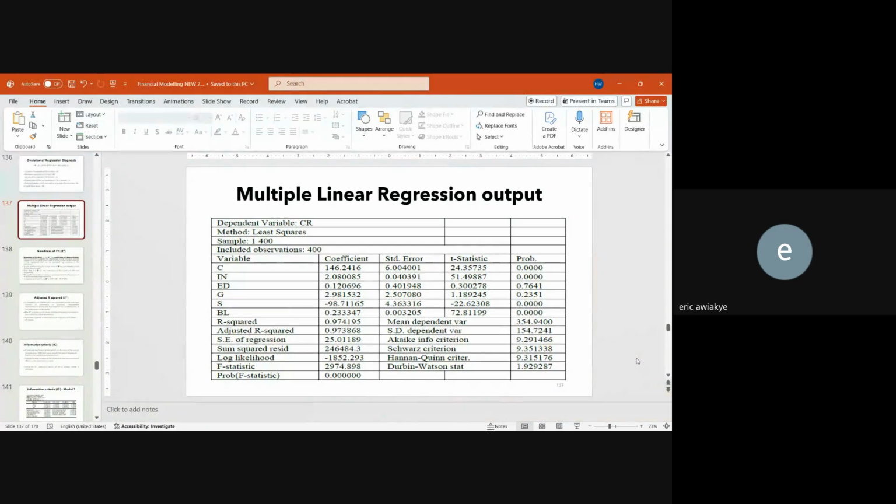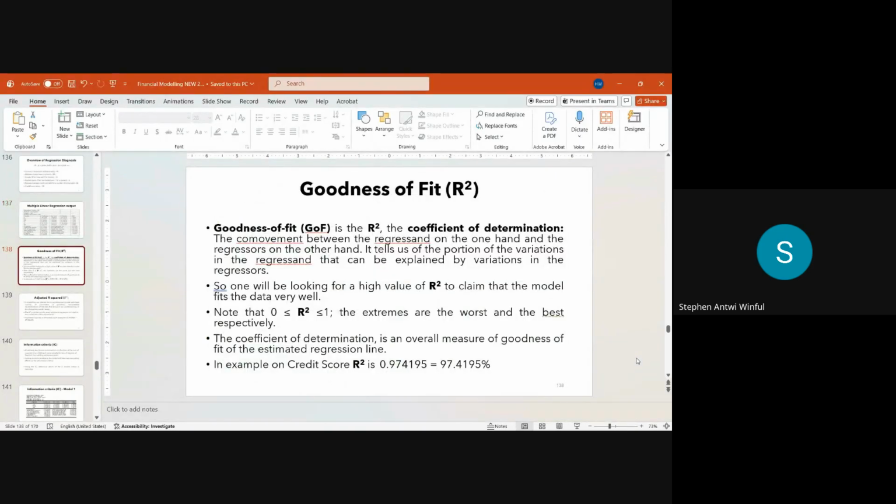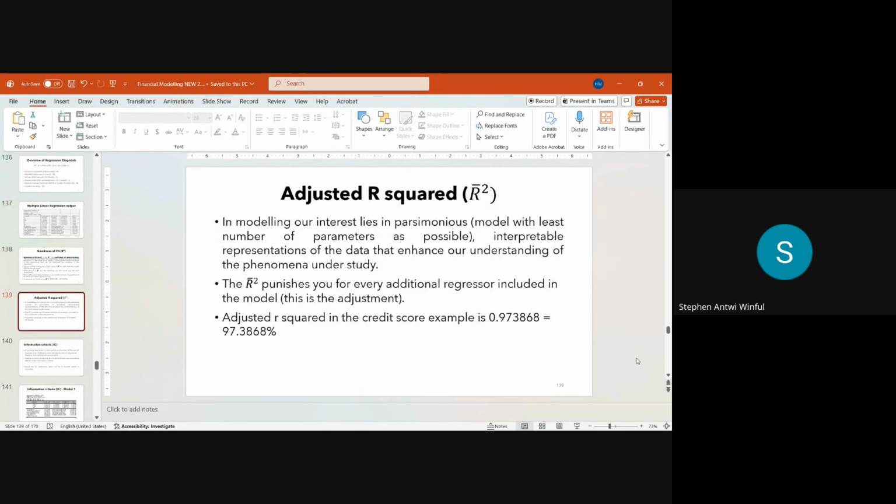Okay, all right. So that's the reason for the adjusted R squared. As you augment the model with additional variables, you are being punished, because as you put in more variables, the R squared keeps on increasing and improving. That is the goodness of fit. R squared, and there is its cousin, adjusted R squared.